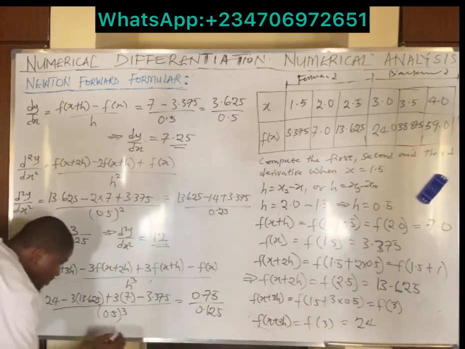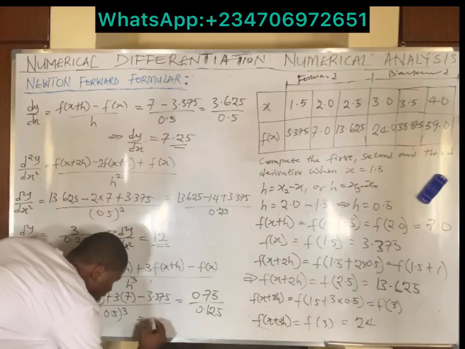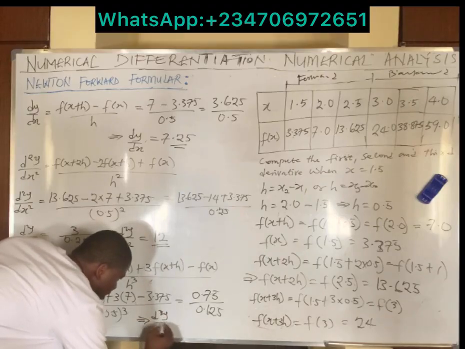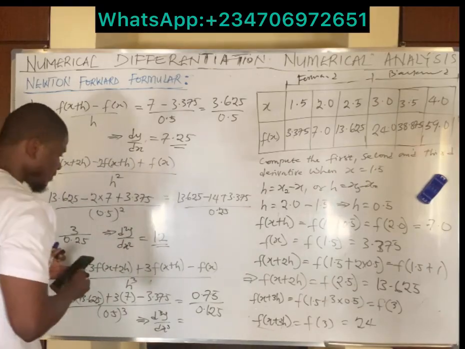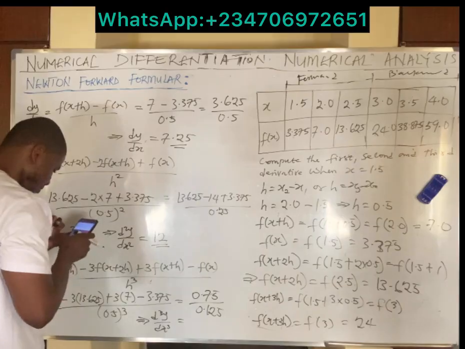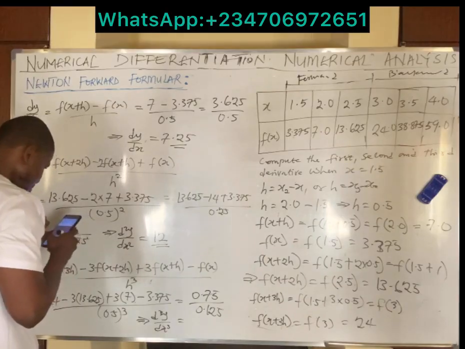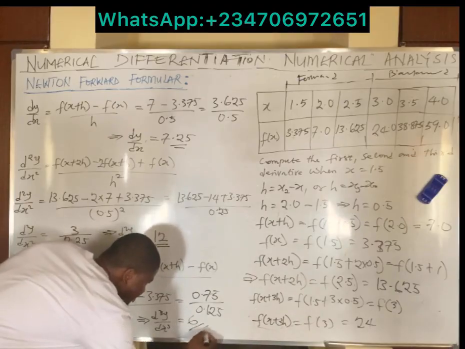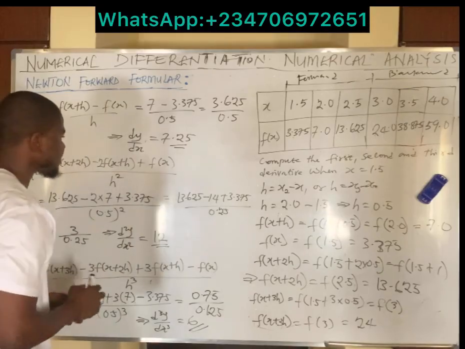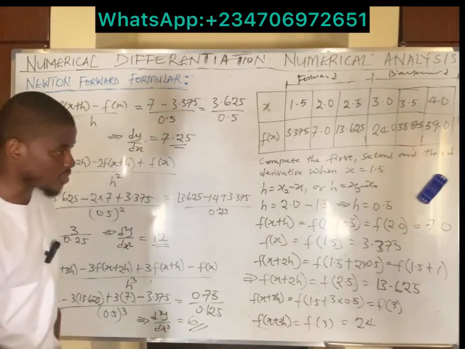Okay, so this simply implies that the third derivative approximation, the cube y all over the x cube, is going to be equal to, so let's obtain 0.75 divided by 0.125. That simply gives us 6. So the third derivative when x is equal to 1.5 is simply 6 for that given question.